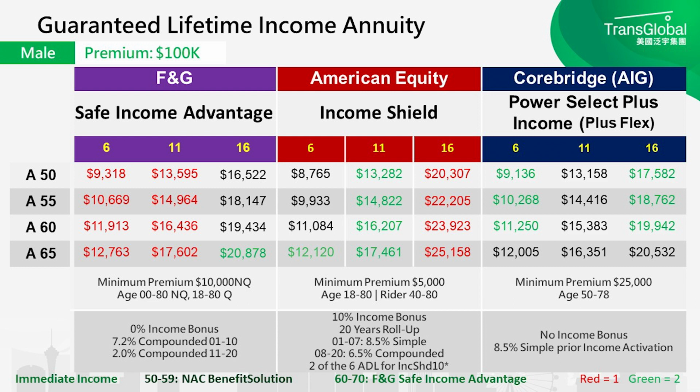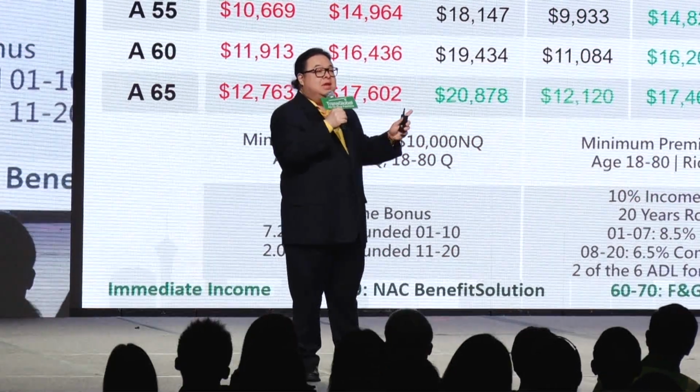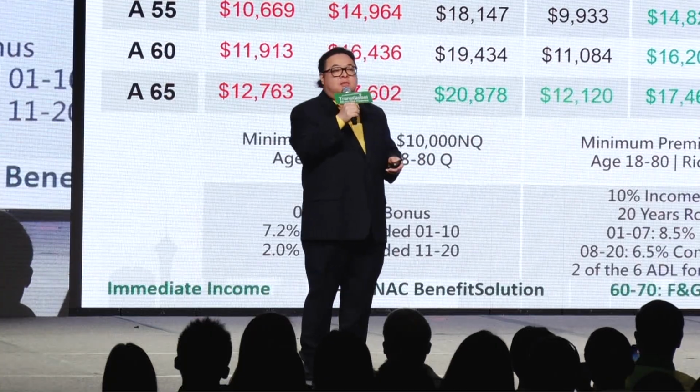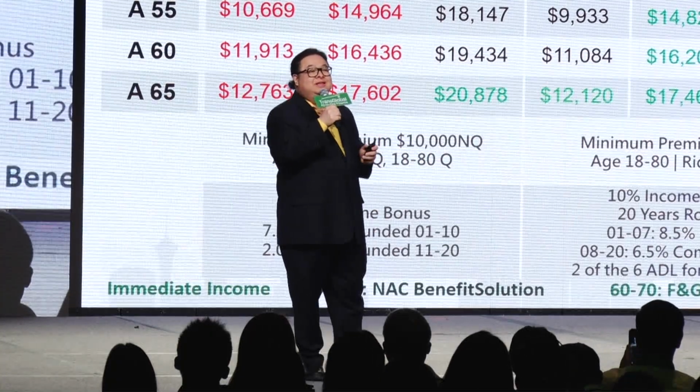Okay, this is the conclusion. The very, very first one is F&G. In almost all types of situations, for income before 10 years, they are number one. Okay, just see the Americo 51% premium bonus, it does not beat F&G. F&G does not even have a premium bonus, but their payout rate is super high. So that's why I make them number one on the guaranteed income for income within 10 years.